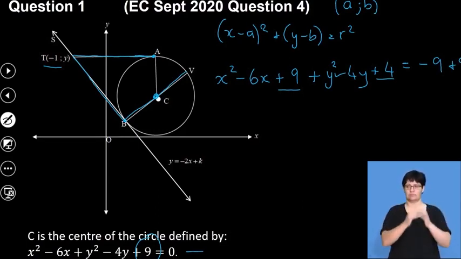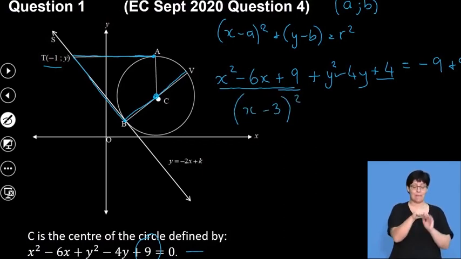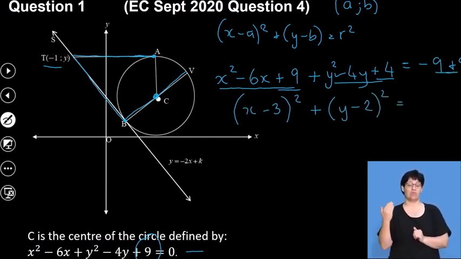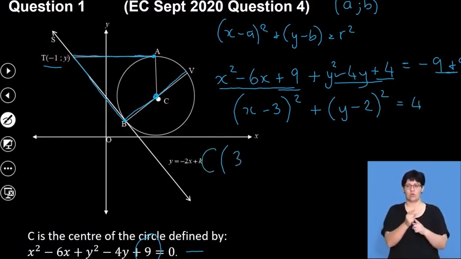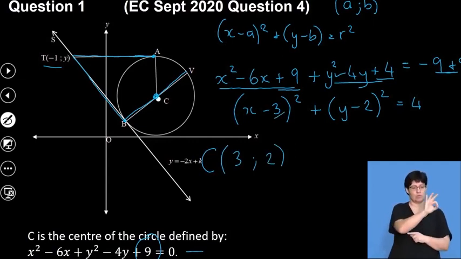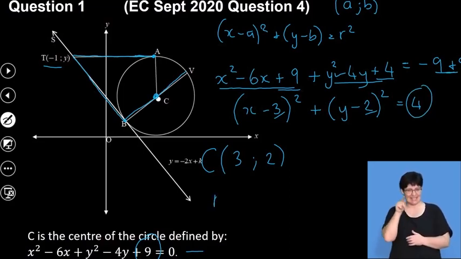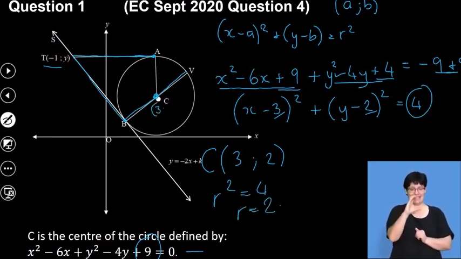So I'm now going to factorize each of these trinomials. This is going to become (x minus 3) squared. This trinomial is going to become (y minus 2) squared. And on the right-hand side, this simplifies to 4. And from here, I can now extract the coordinates of that center. So C now has the coordinates 3, 2, which I get from there and there. And although it hasn't asked me for the radius, I can see from here that the radius squared is equal to 4, which means that the radius is equal to 2. Okay, so C has the coordinates 3, 2.